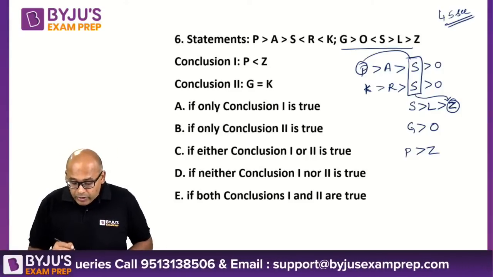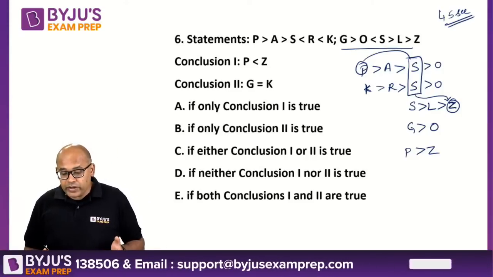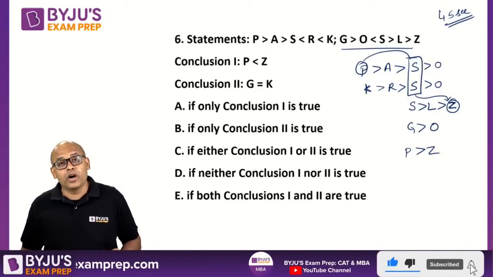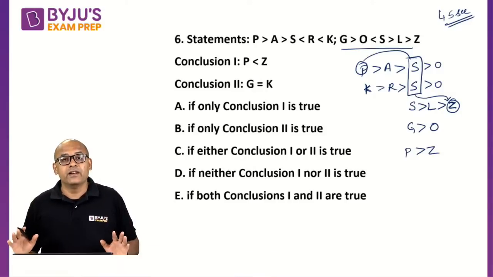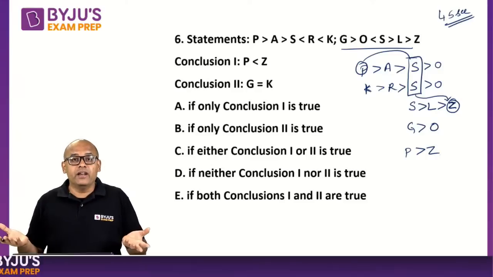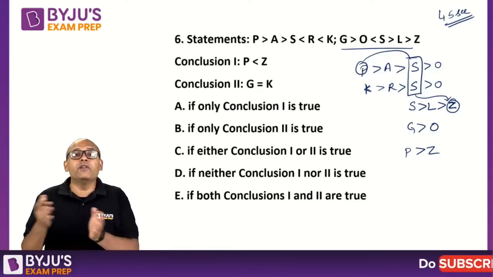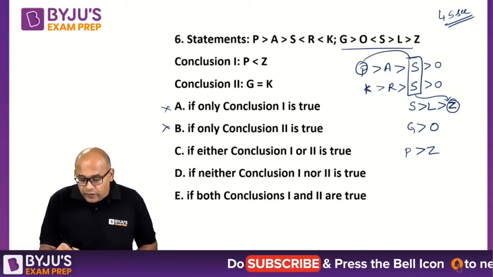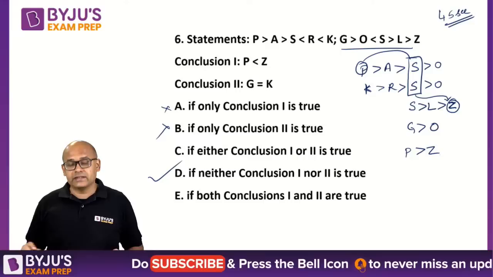Okay? Then what about the second conclusion? G is equal to K. Now first of all, I don't even have to waste my time. Why should I not waste my time? Because there is no equal to anywhere. If there is no equal to anywhere, I cannot conclude that something will be equal to something straight away. Okay? So both of them cannot be concluded, hence the correct answer is D.